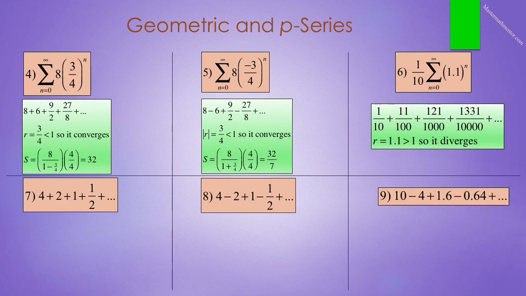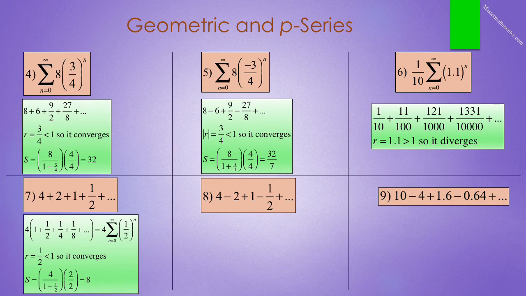Number 6 reads 1/10 times summation n equals 0 to infinity of 1.1 to the n. This is 1/10 plus 11 over 100 plus 121 over 1,000 plus 1,331 over 10,000 plus dot dot dot. r in this case is 1.1, which is greater than 1, so it diverges. Even though it looks like we are adding small fractions, this will diverge.